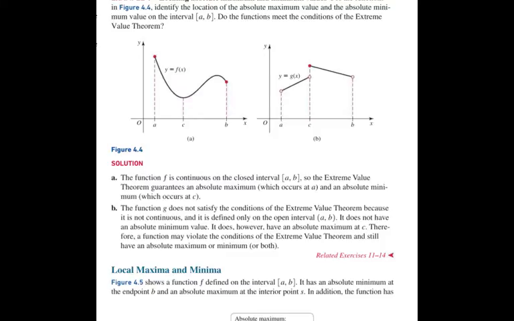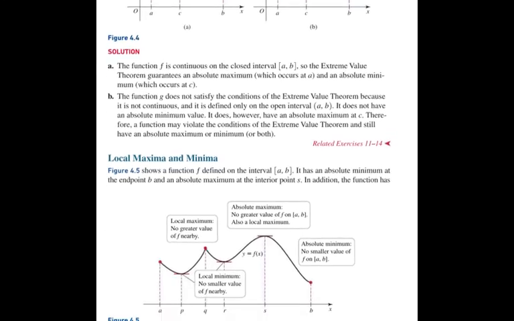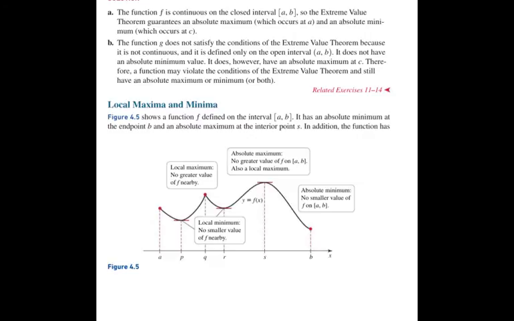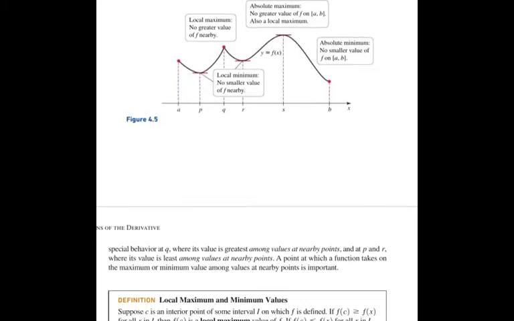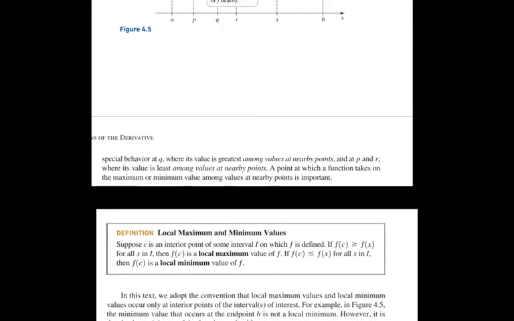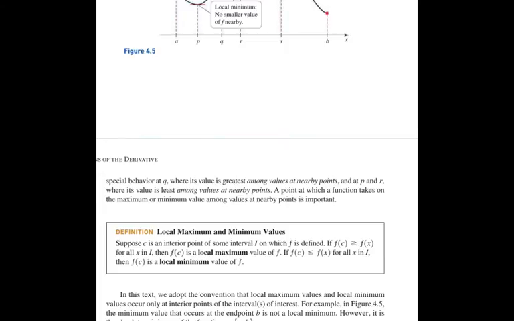Okay. So then we want to introduce this notion of what we mean by a local maxima and minimum. Figure 4.5 shows a function f defined on the closed interval ab. It has an absolute minimum at the endpoint b, to the far right, you see it there, and an absolute maximum, probably at the interior point s. In addition, the function has a special behavior at q. Notice at q we have a sharp corner or sharp turn, where the value is greatest among the values at nearby points p and r, whereas at p the value is least among values at nearby points. A point at which a function takes on the maximum or minimum value among values at nearby points is important.